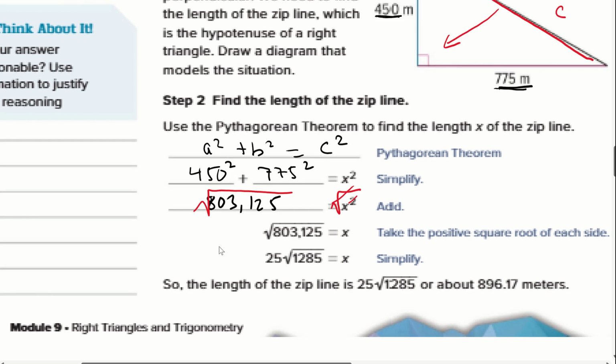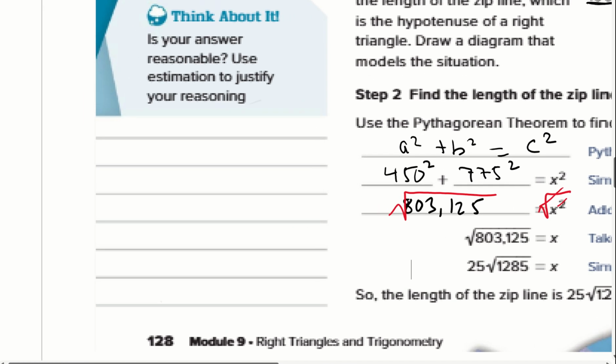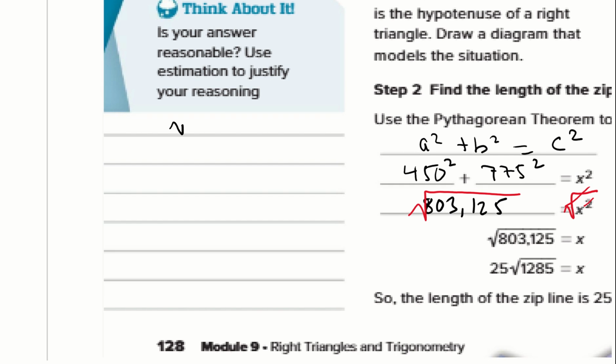803,125. Now, let's show you how to simplify this. Remember how to simplify this? Let's break it down over here. Okay, so square root of 803,125. Let's see, is that divisible by 5? Let's divide that by 5. And the answer is yes. Is it divisible by 25? Because that's a big number. Okay, so I can divide that by 25. And if I do that, I get 25 and then 32,125.